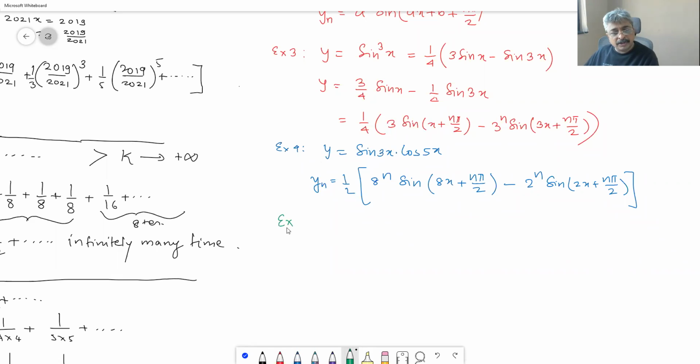Example 5. Now let us do some work for algebra. y is equal to ax plus b raised to m. Find the nth derivative, find yn.